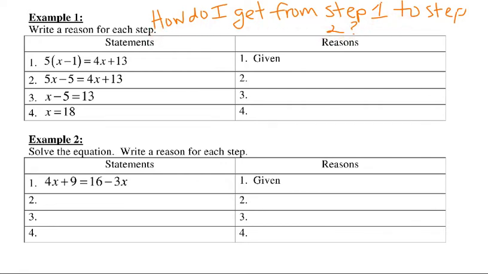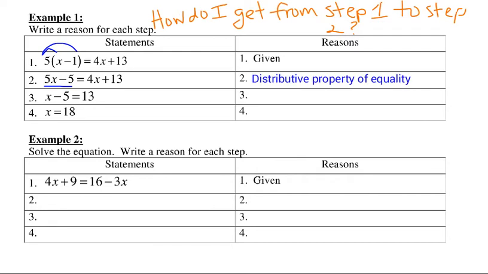So how can I write step number 1? We are given that, so that's the reason for that one. But how can I write step 2? What changes from step 1 to step 2? If you notice, the part that changes is right here. So what causes this to change? Well, it's because we have parentheses and now we don't, and it's because we distributed to simplify it, because we distributed the 5 to both of those, and that's how I got these two numbers. So our reason is the distributive property of equality.